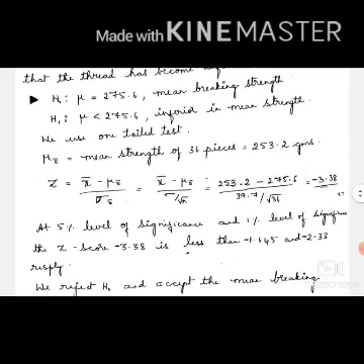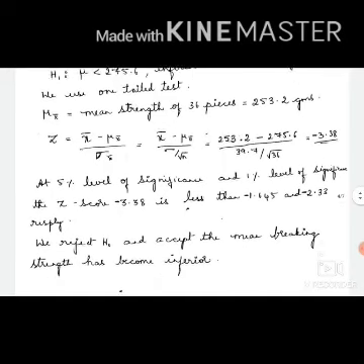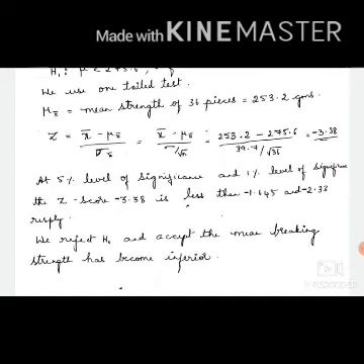So at the 5% level of significance, we see that minus 3.38 lies in the critical region. It is less than minus 1.645. And also for the 1% level of significance, minus 3.38 falls in the critical region, which is less than minus 2.33. Therefore, we reject the hypothesis in this case, and we say that the mean breaking strength of the thread is inferior.